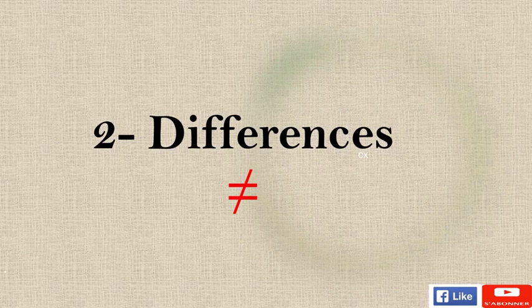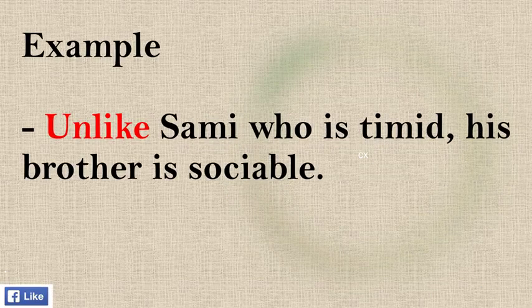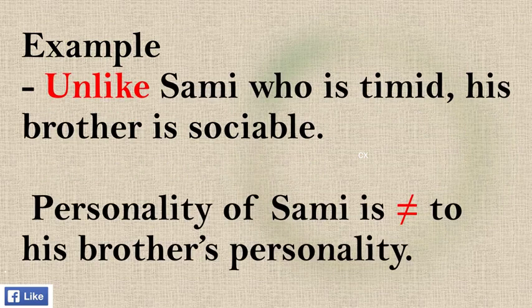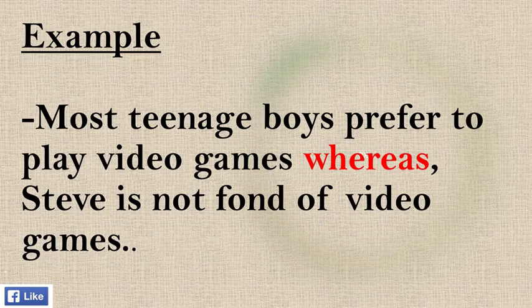Now we move to differences. When we say differences, we mean اختلافات. So we are not the same, we are different. Example, unlike Sammy who is timid, his brother is sociable. So unlike Sammy who is timid, his brother is sociable. So the personality of Sammy is different from the personality of his brother.